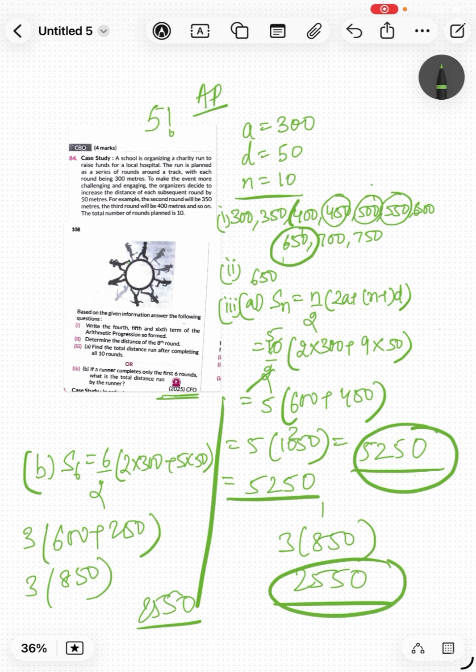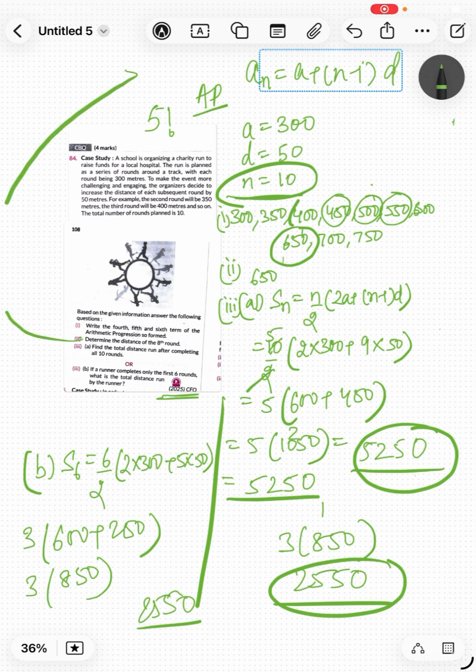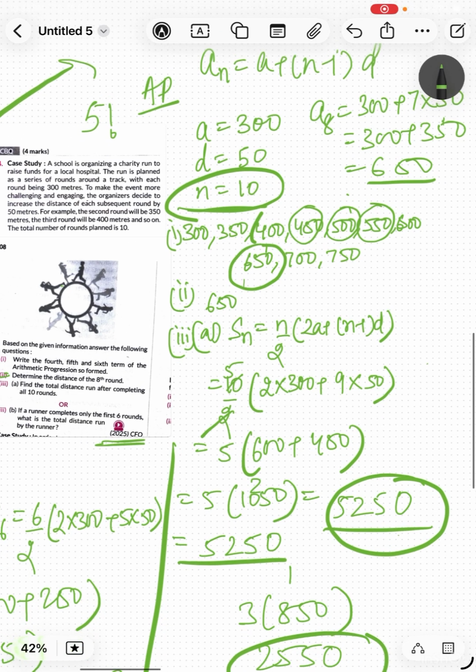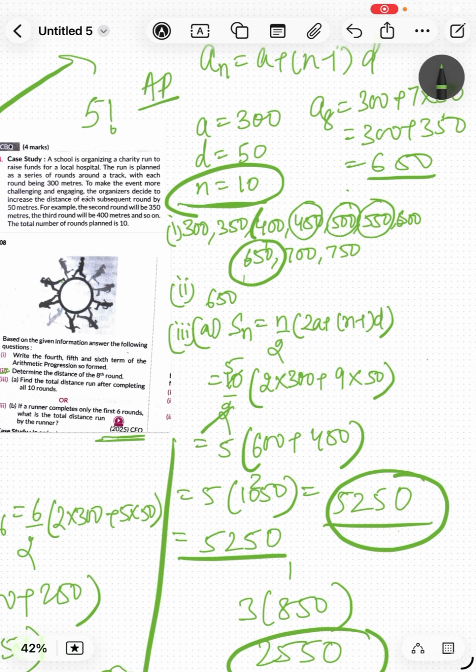Now coming back to this, if n is larger and you have to calculate with the help of a formula, let me tell you the formula also. The formula to calculate the nth term is an equals a plus n minus 1 into d. Yes, we all know this formula. Now let me just do one part with this formula. If a8 is asked, a8 is, a is 300 plus n minus 1, 8 minus 1 is 7 into 50. 300 plus 350, which is 650. Okay. By formula also I have told you, and by direct method also I have told you.